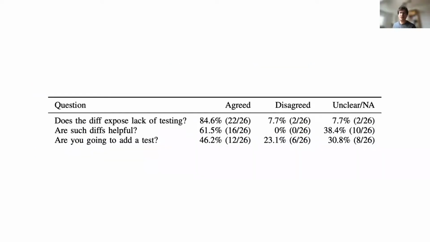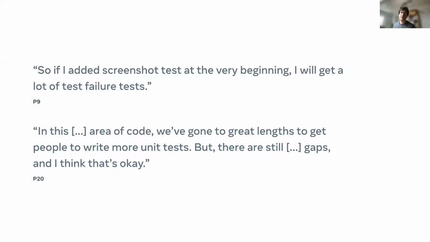In the next questions, we asked whether such diffs were helpful and whether they were actually going to add tests. And this showed a slightly less positive picture about mutation testing. One engineer pointed out that they indeed plan to write more tests for the part that is mutated, but at this point it would get in their workflow because of all the failing tests. And someone else pointed out that there were already a lot of tests for that, but there were still test gaps and they were aware of that. And they think that that's okay.